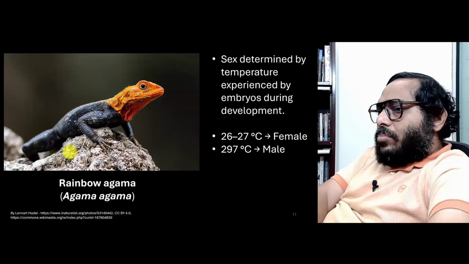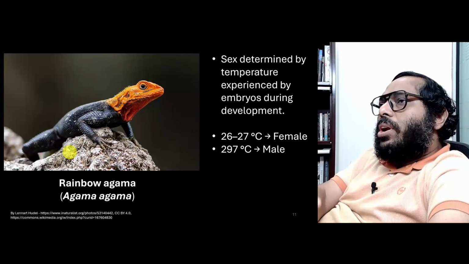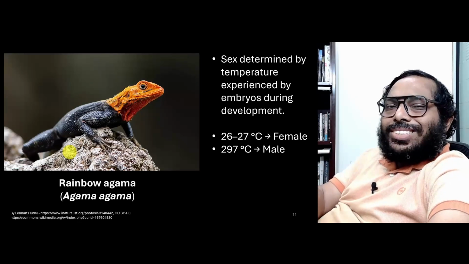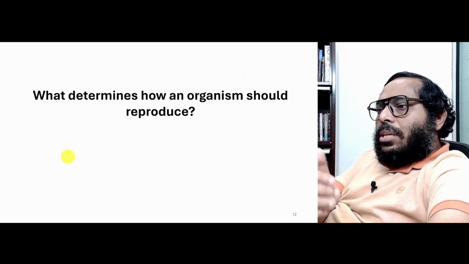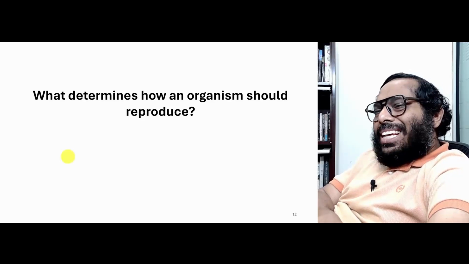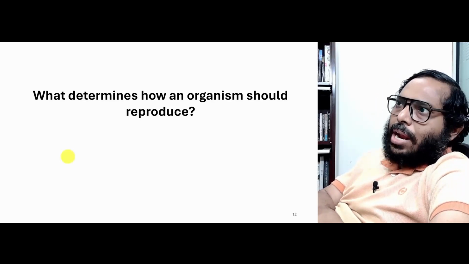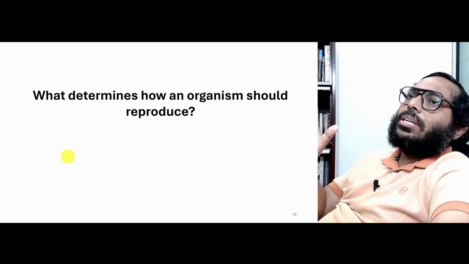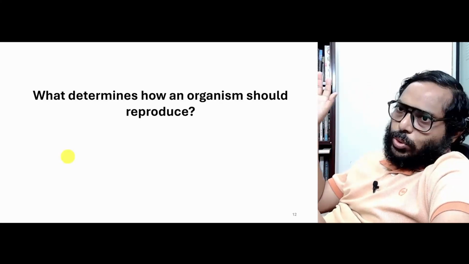So, as you can see, there is a bewildering variety of strategies of reproduction amongst organisms. Now, of course, this leads to the question, what exactly determines how an organism should reproduce? And at the fundamental level, the question is, when should an organism be sexual and when should it be asexual?